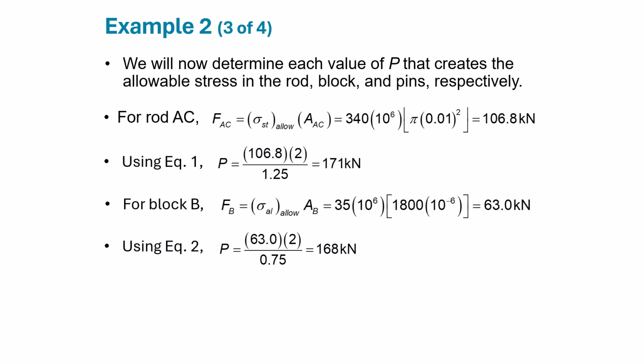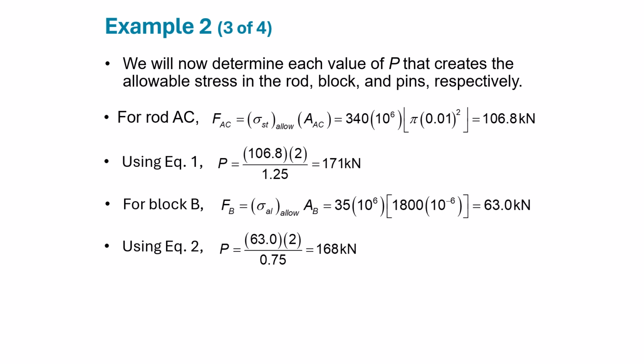So now we need to determine each value of P that creates the allowable stress in the rod, block, and pins respectively. For rod AC, we have force AC to be sigma steel allowable times the area of the rod AC, which is 340 times 10 to the 6 times pi times 0.01 squared, which is the area, and that will give me the value of 106.8 kilonewton. Using equation 1, our force P will be 106.8 times 2 over 1.25. That will give me the value of 171 kilonewton.